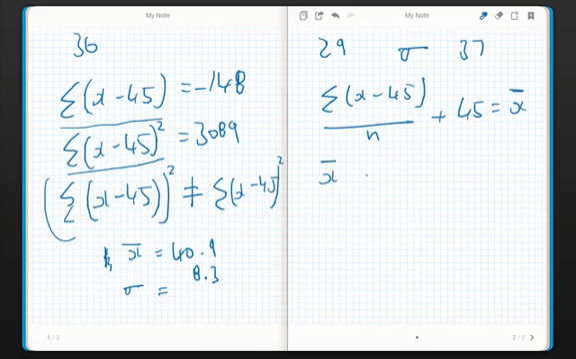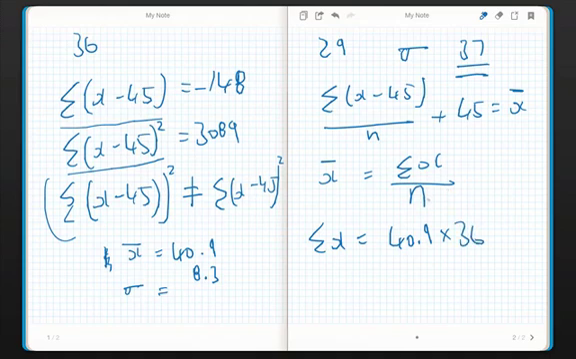Now, x bar is also equal to sigma of x divided by the number of values n. This is also a very important formula. Sigma x is the sum of all your data values, and n is the number of data values. In this case, n has increased from 36 to 37. So we want to find sigma x. Sigma x is the mean we got before, 40.9, times the original 36 values. We want the sum of only the 36 data values, not including the 29. So 40.9 times 36 is equal to 1472.4.